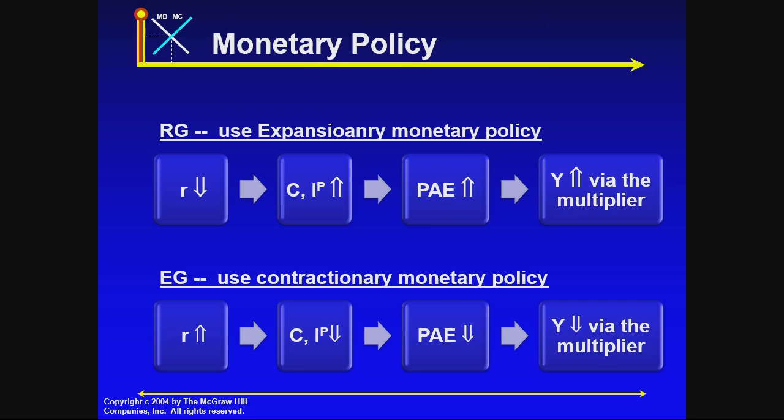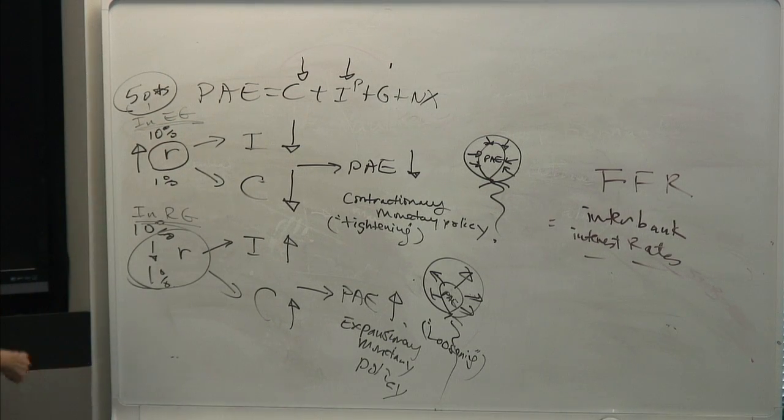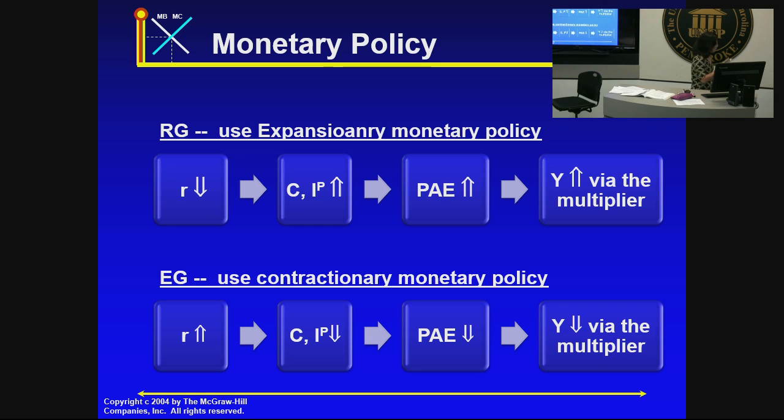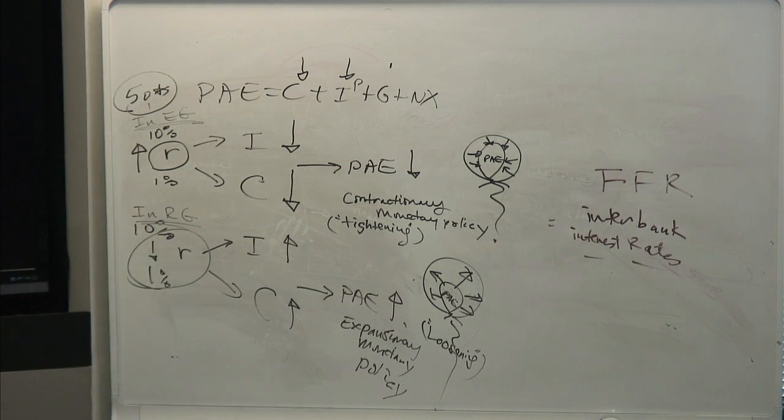And if you're in EG, too much, you have to apply the brake, slow down the economy, and then you raise the interest rate. So everybody pay attention. Because a lot of times students say, oh yeah, you raise the interest rate. Doesn't it mean that the balloon gets bigger? No, it's the other way, okay? Because you have to think about it this way. If this goes up, then I and C come down, PAE comes down. So it actually gets smaller.